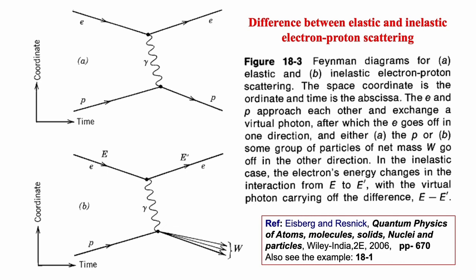The electron and the proton approach each other and exchange a virtual photon, after which the electron goes off in one direction and either the proton or some group of particles of net mass W goes off in the other direction. In the inelastic case, the electron's energy changes in the interaction from E to E prime, with the virtual photon carrying off the energy difference E minus E prime.